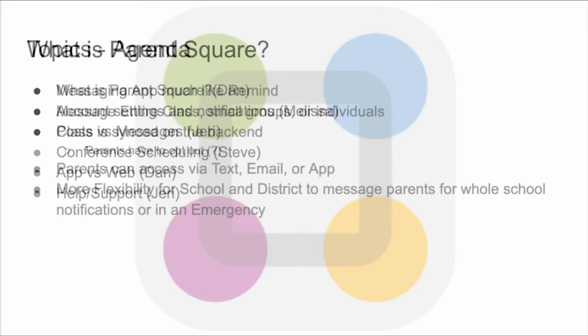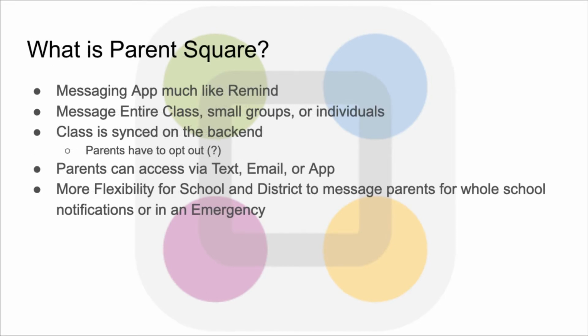All right, let's jump right into what is Parent Square. Parent Square is a messaging app much like Remind, which we've had for the last couple years. You have the ability to message your entire class, small groups, or individuals. The classes are synced on the back end, and the parents have the opportunity to opt out of receiving messages. Last year and the year before, you had to send home your class code. You no longer have to do that. Parents get access via text, email, or the app.